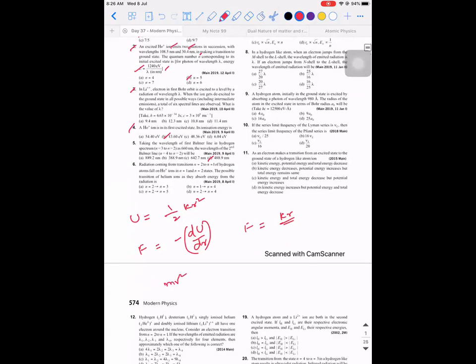So mv square by r is equal to k into r, which implies r square is equal to mv square by k. Now apply mvr is equal to nh by 2 pi in this expression, and tell me how r and n are related.